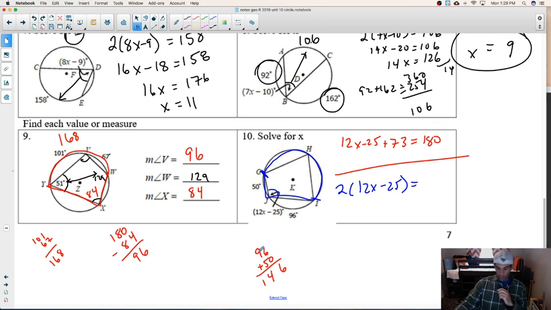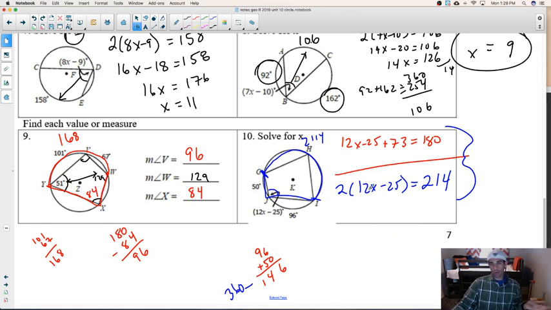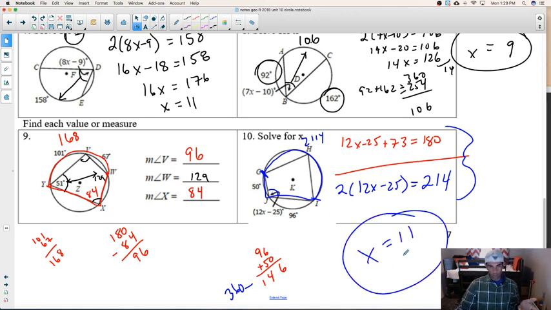So then if you did 360 minus the 146, okay, because that would make the three arcs, that's going to give me 214. So I can set this equal to 214. Okay, solve both of these. It doesn't matter which one you solve, but both of them are going to give you 11. All right, so there's some extra practice right there with some central angles.